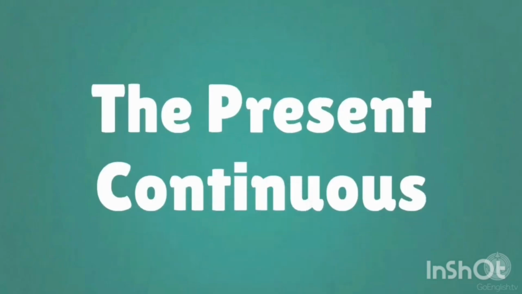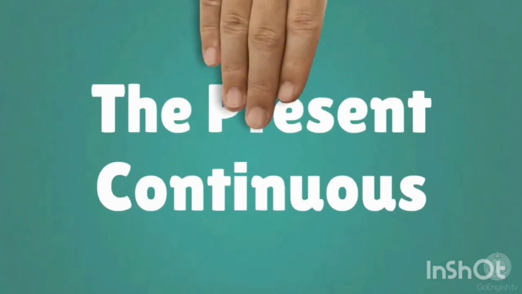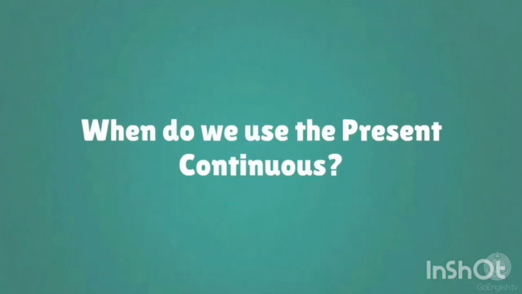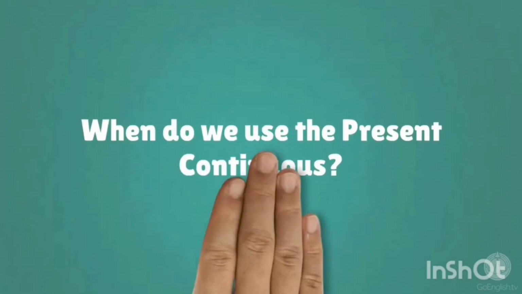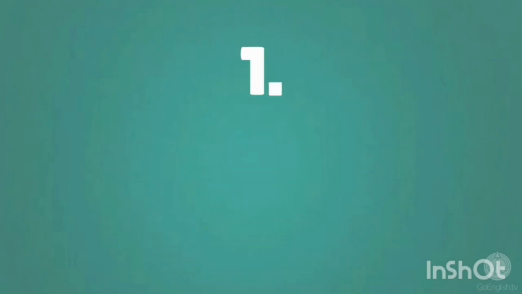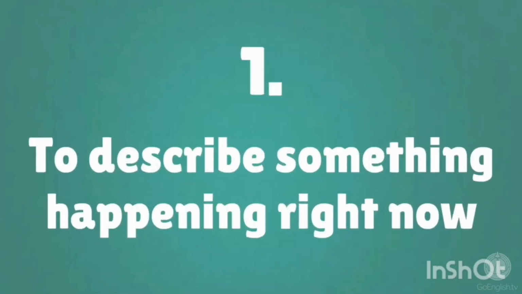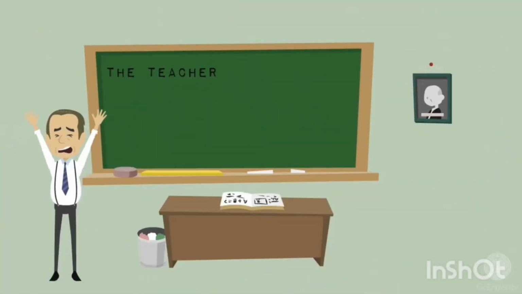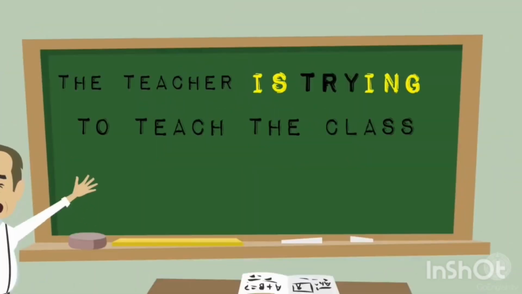The present continuous. When do we use the present continuous? 1. To describe something happening right now. The teacher is trying to teach the class.